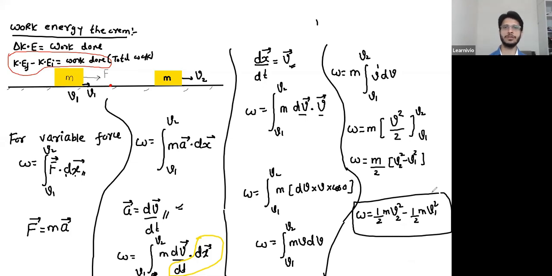Final kinetic energy minus initial kinetic energy, that is the total work done. Half m v2 square minus half m v1 square. Or your work done is the change in kinetic energy. This is the work energy theorem. Is it clear up to this point? It's just a difference in limit substitution. Everything else is the same.